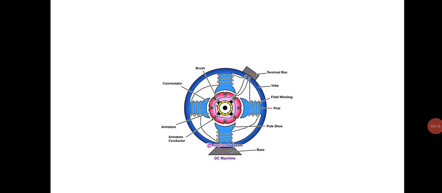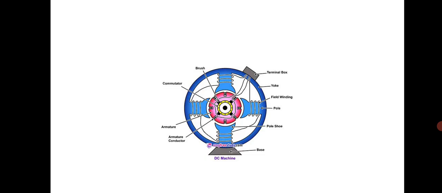See, this is the diagrammatic representation of a DC machine. The first one is the yoke. What is yoke? Actually, it is the outer frame. See the diagram, that's the outer frame. What is the purpose of this yoke? It provides protection to the rotating part. This yoke provides protection from moisture, dust and mechanical damage also.